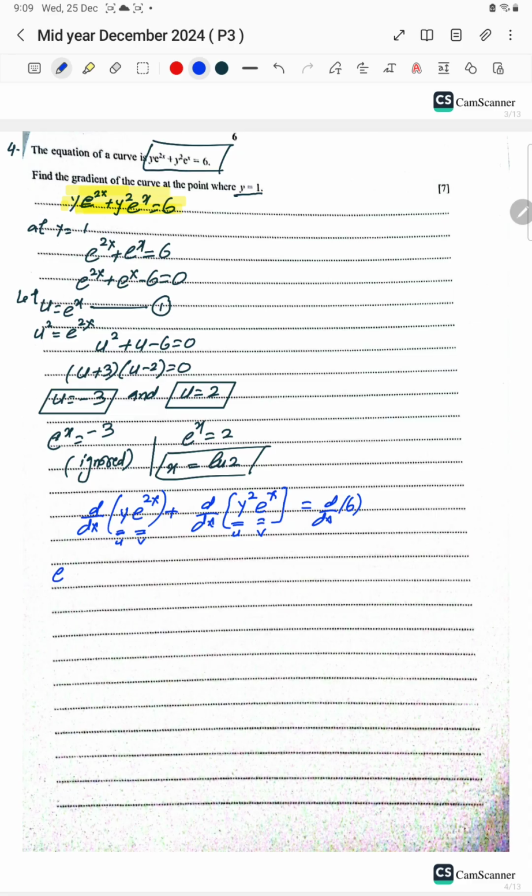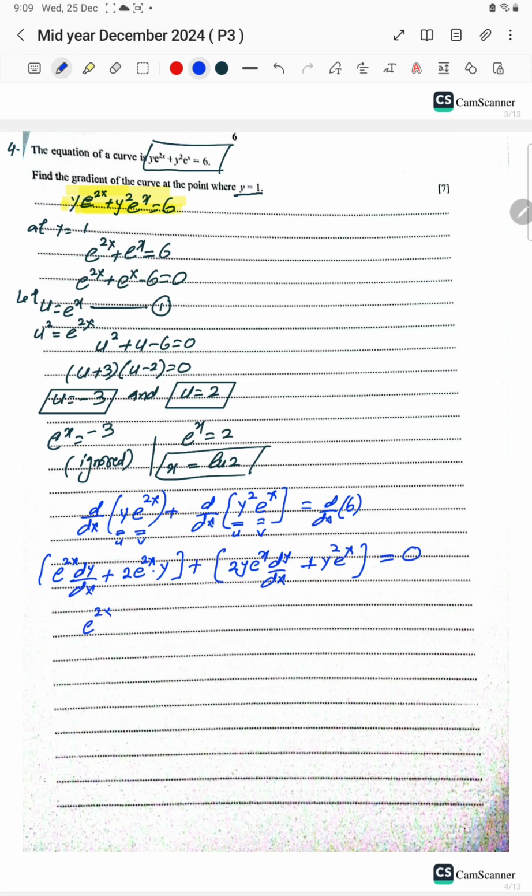So we will write e power 2x, dy by dx, plus the derivative of e power 2x, which is 2 e raised to power 2x, times y. This is the first differential result, plus 2y e raised to power x dy by dx plus y squared e raised to power x, and the constant differential is 0. So we will arrange all dy by dx on one side and the rest on the other side.